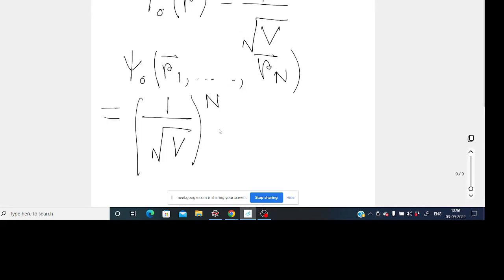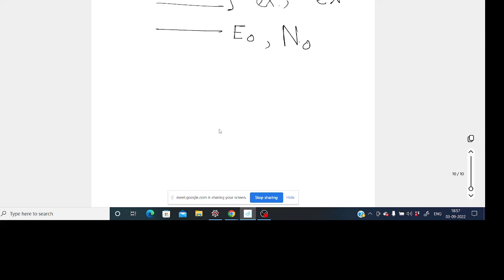So, let's say this is the minimum energy level with energy E zero, and there are some excited states. I will call them E excited. And the number of particles here is N. Sorry, I should write it.